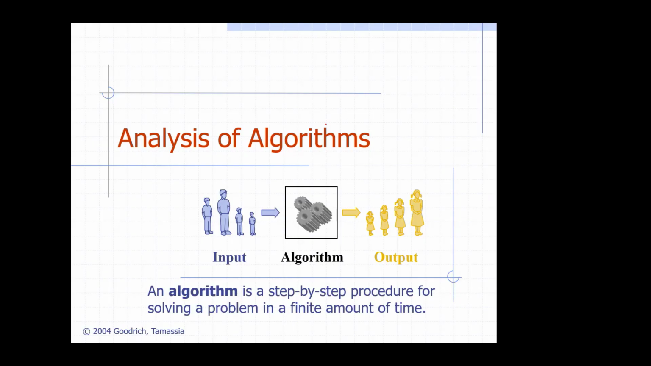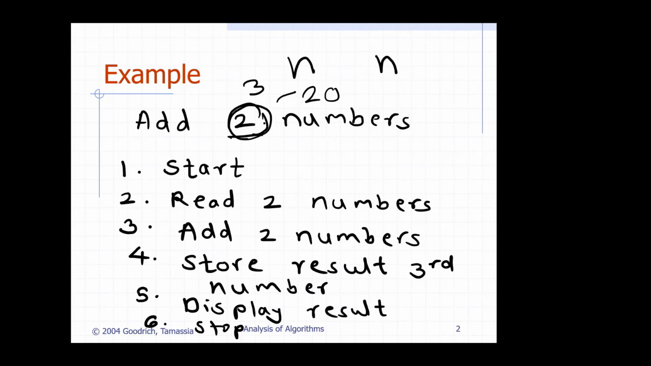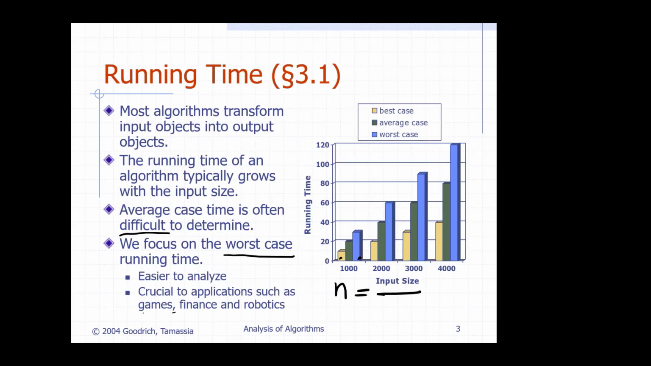So here again is another definition of algorithm. It is a step-by-step procedure for solving a problem in a finite amount of time. So again, more importance is given to time. If we have some input, it goes through the algorithm and it generates some output that we want. This part we saw last time, so I'm going to skip this. Now this is a very good discussion.